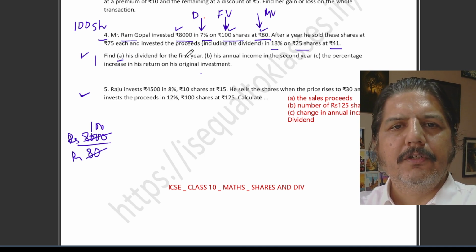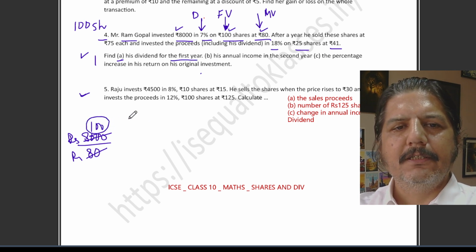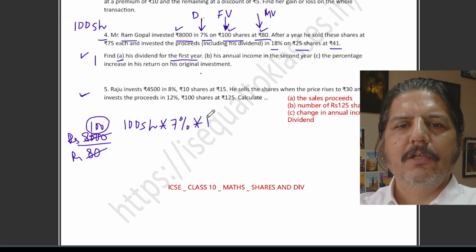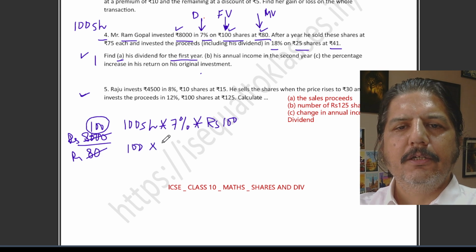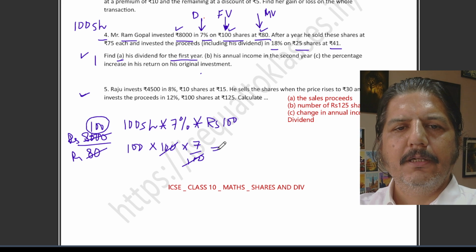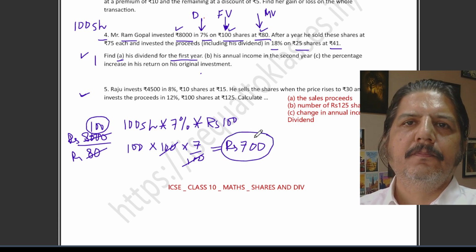The first question is his dividend for the first year. So what would be the dividend? See, these are the number of shares that he has. 100 shares he has bought. Now, for each, he'll be getting a dividend of 7%. And what is the face value? The face value is rupees 100. So we'll have to calculate 100 into 100 into 7%. So Mr. Ram Gopal would be getting rupees 700 as the dividend. I hope this is clear.